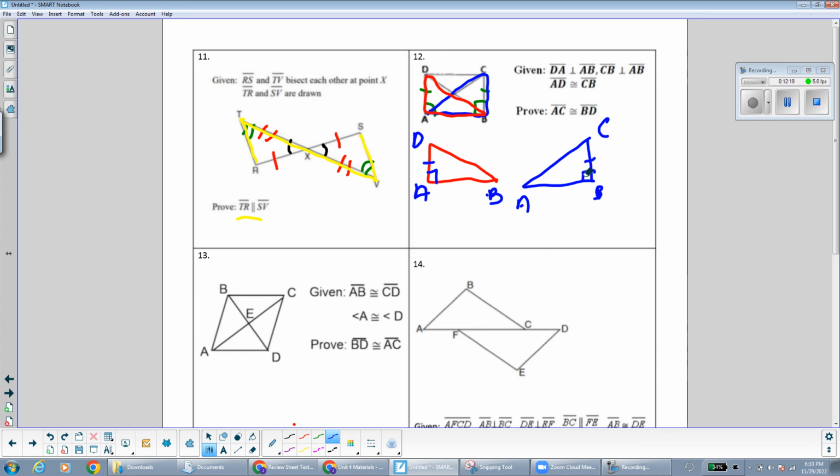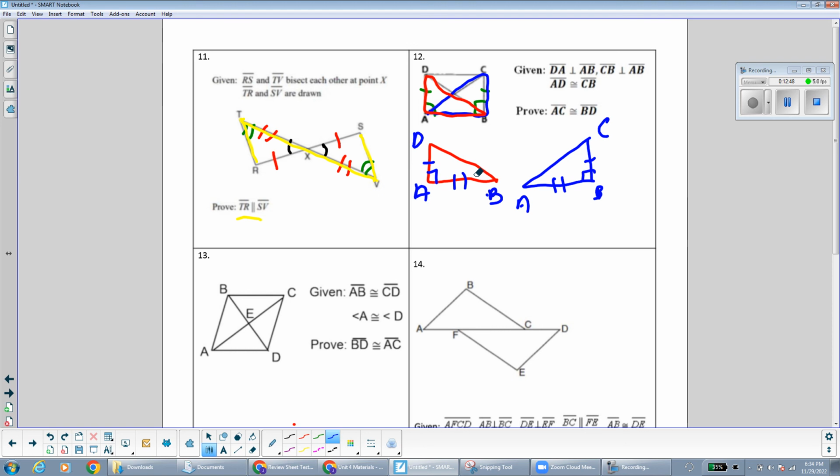And now I can clearly see that they share side AB. AB here, AB here. And if you look at the original diagram, AB is shared. It's where they overlap. Overlapping triangles always have something that's shared. So drawing the triangle separately allows you to better see that. So we have triangle DAB congruent to triangle CBA by SAS. And then we can say that AC is congruent to BD by CPCTC.